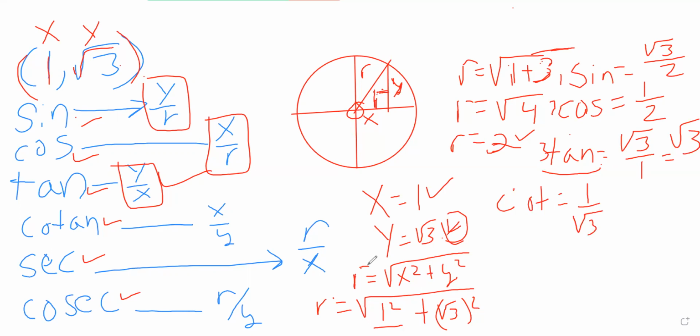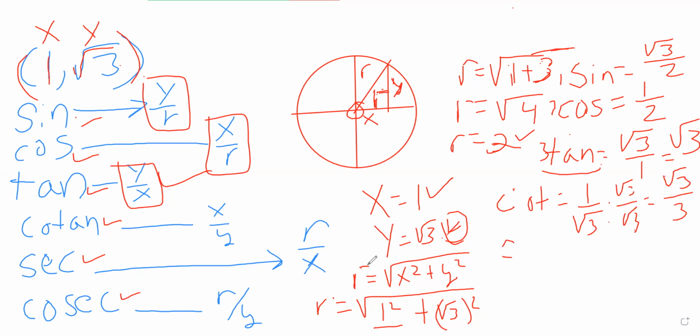Now we cannot have radicals as our denominator, so we have to rationalize it. We multiply the top and bottom by root 3, and we get root 3 over 3, because root 3 times root 3 is root 9, and the square root of 9 is 3. It's the same thing if you plug in 1 over root 3, you still have to rationalize it. Now we found cotan.